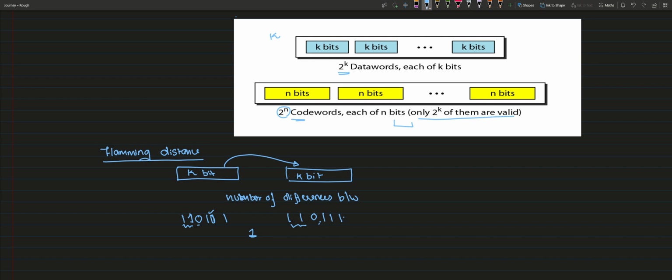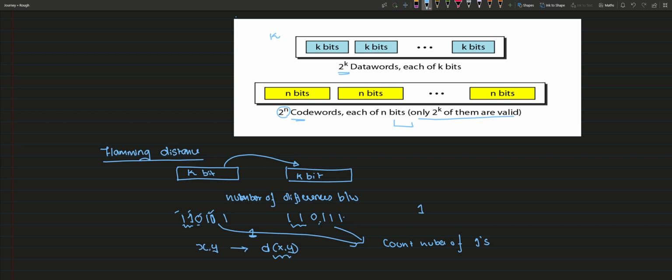If you have two words x and y, then the Hamming distance between those two words we show as d of x comma y. An easier way to find this Hamming distance is to XOR these two numbers and count the number of ones. If I XOR this, everything will be 0, and wherever there is a difference, I'll get one there. Then count the number of ones.